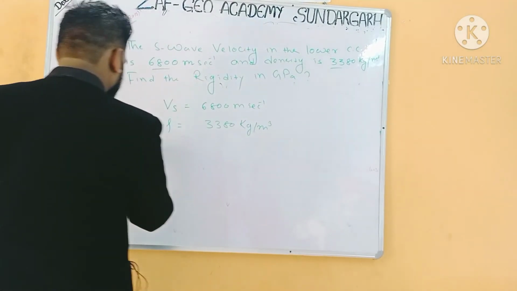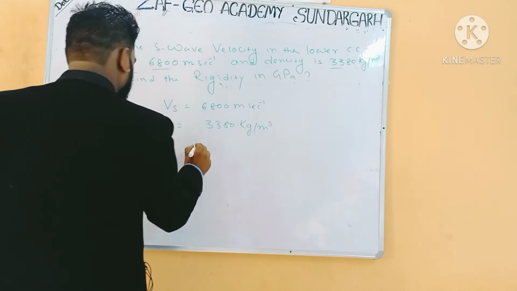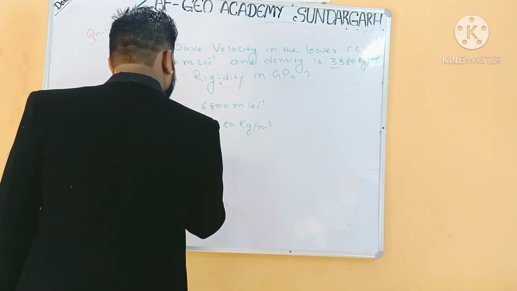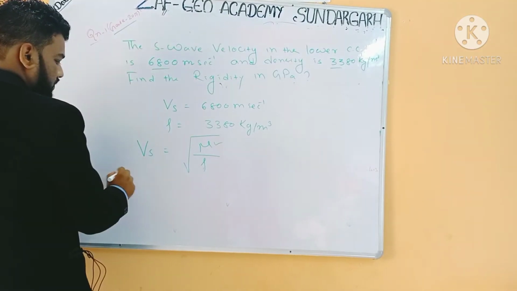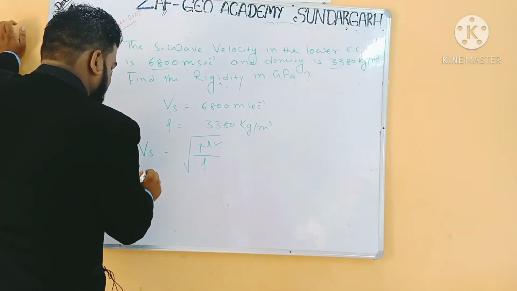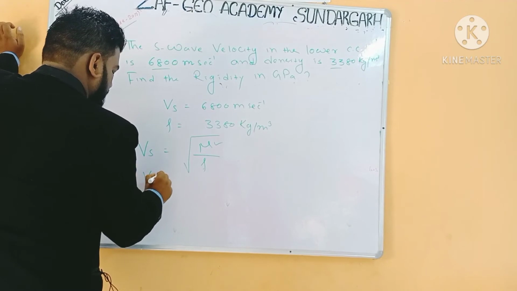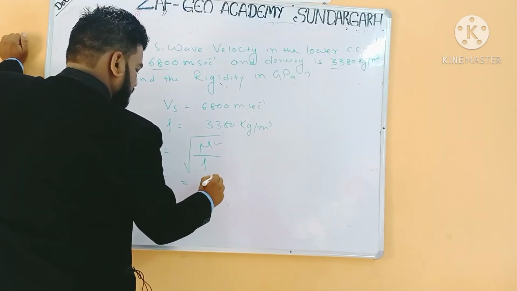You know the formula: velocity of S wave is equal to the square root of mu by rho. He is asking about mu. So by squaring both sides, Vs square will be equal to mu by rho.